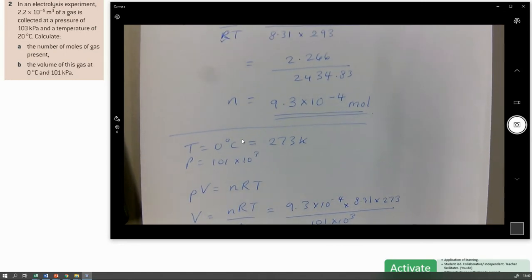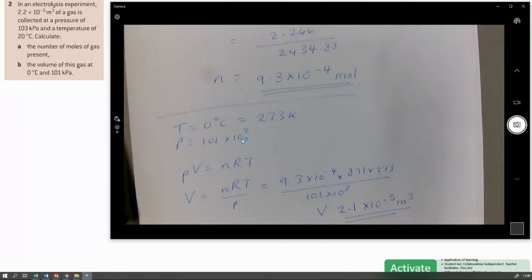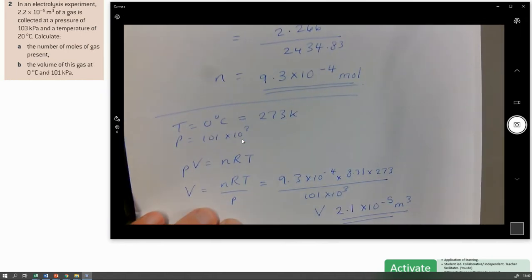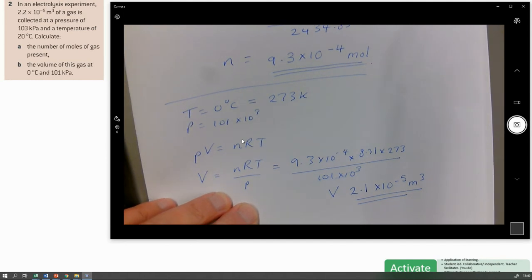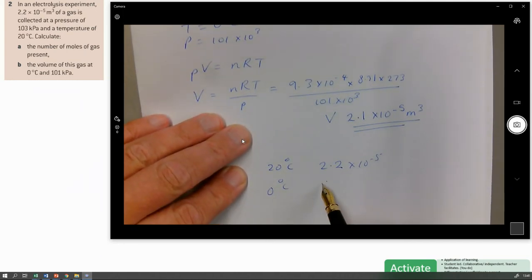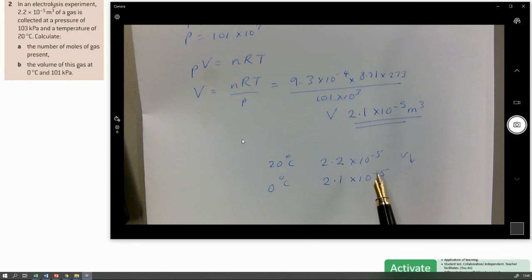Does that make sense? It makes sense to me. Oh, sorry, can you not see that? So just to recap that one, when the temperature was 20 degrees C, the volume was 2.2 times 10 to the minus 5. When we cooled it down to 0 degrees C, we've just calculated it comes out to be 2.1 times 10 to the minus 5. See how it makes sense that the volume's decreased because it's cooled down, right? So, sort of ballpark figure, double checking our stuff there. So, enjoy.